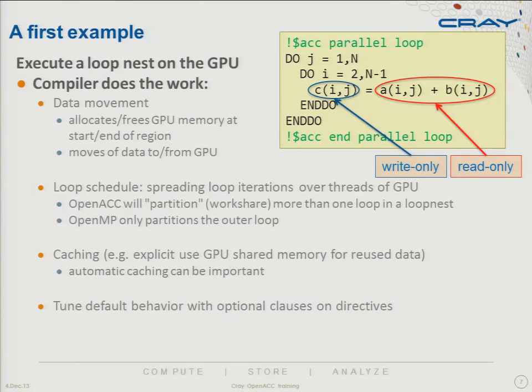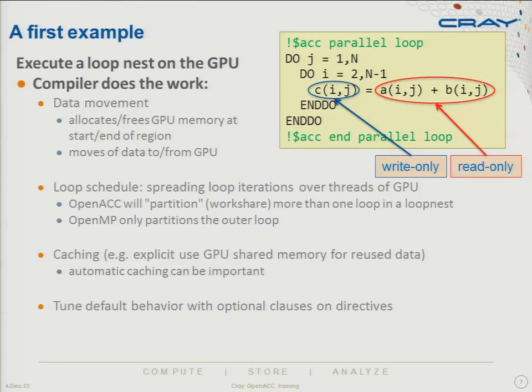So a first example. You wouldn't really do this on the GPU, but let's imagine you wanted to add two arrays together and put them into a third array. So what you would say is ACC parallel loop, your loop nest, end parallel loop. If it was C, you'd say #pragma ACC parallel loop, open brackets, for, and then close your curly bracket at the bottom. And that's it.